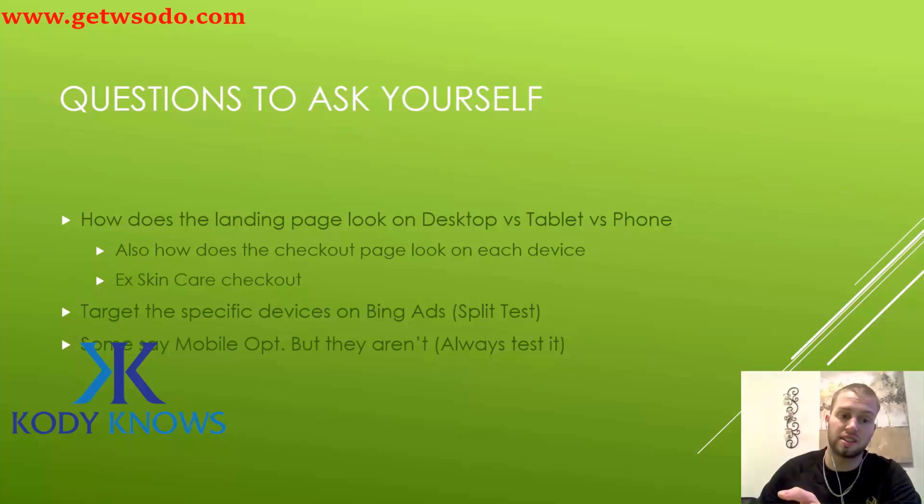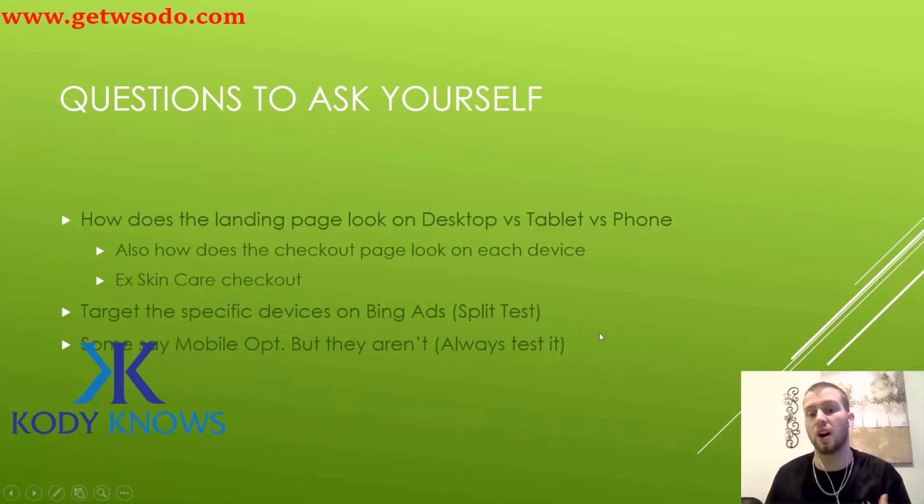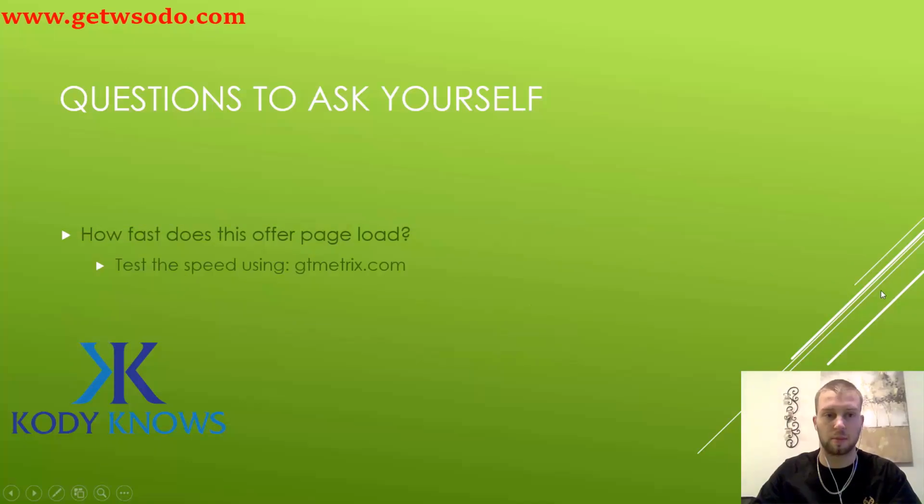So one thing to remember is that some offers say that they are mobile opt, but they aren't. So you always have to test it. I guarantee each and every one of you has a smartphone. It takes about a minute to pull up a page on your phone and check it out, and it is so worth it. Once you test out how it looks on your phone versus your tablet or desktop, you can target those specific devices on Bing Ads, and you can also split test in separate ad groups. So that's another thing to think about.